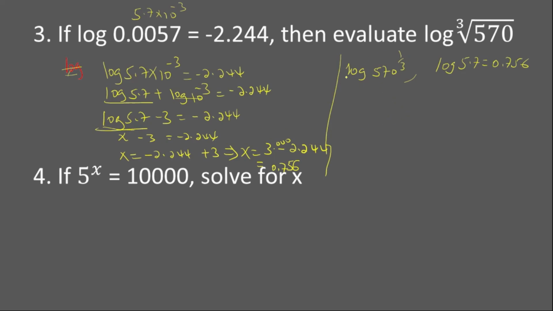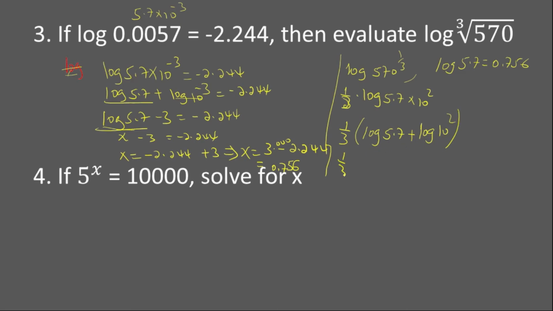So from this, bring this one this way: 1 over 3 times log of 5.7 times 10 to the power of 2. Yes, it's possible to write this one. So from this, 1 over 3 times log 5.7 plus the logarithm of this one, which means 2, or you can make it log 10 squared, and we have to close the bracket.